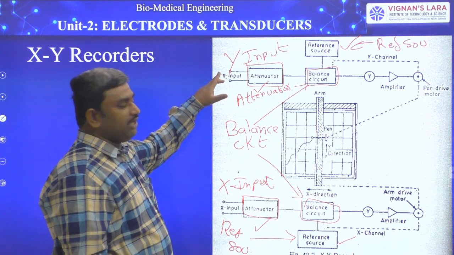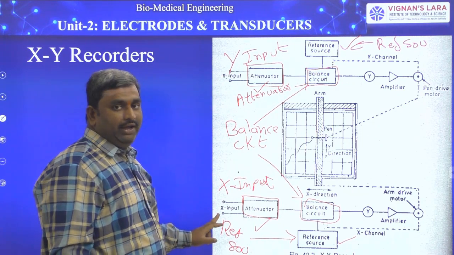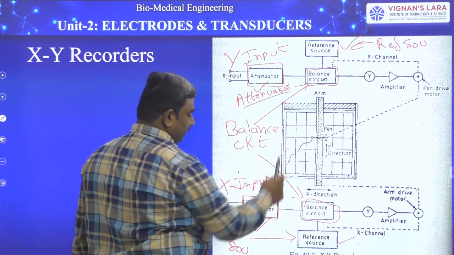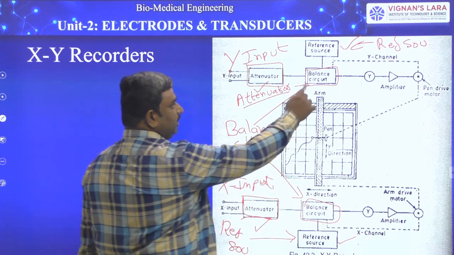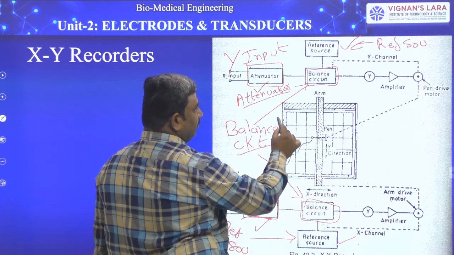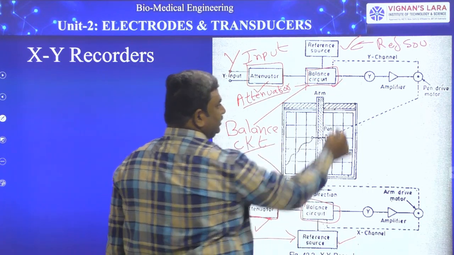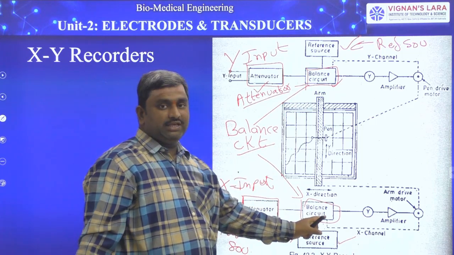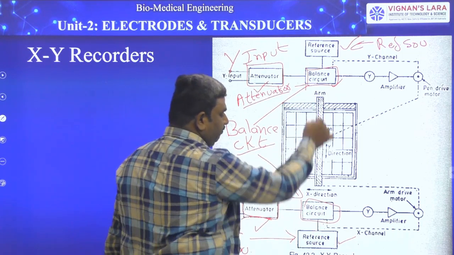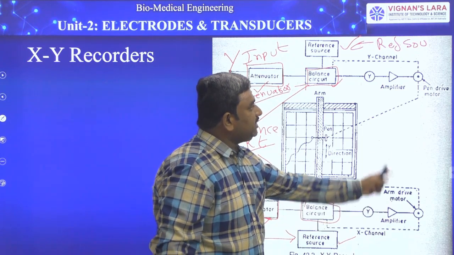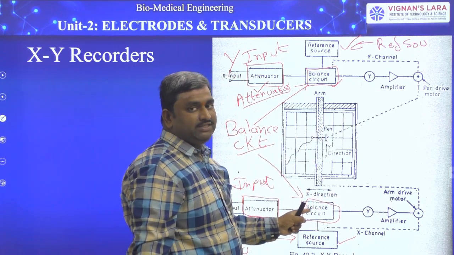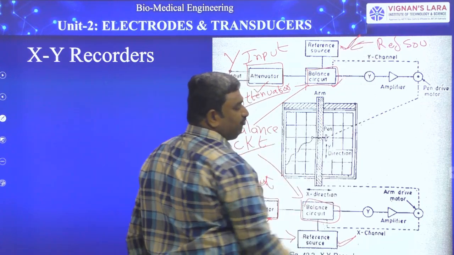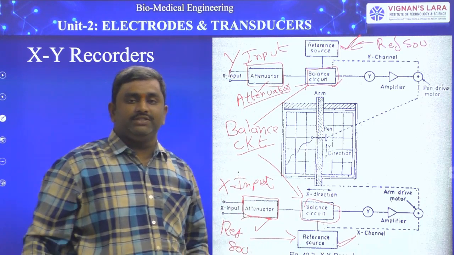So see here, first we have the Y input, and here I have the X input. The X and Y inputs are connected to the attenuators. Next, the attenuators are connected to the balanced circuits. For the Y input, this is a balanced circuit, and for the X input, this is the balanced circuit. From these two balanced circuits, I am connecting to some amplifiers. But for these balancing circuits, I have reference information here. What is the purpose of reference information?